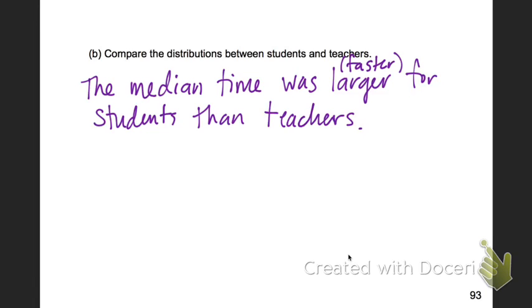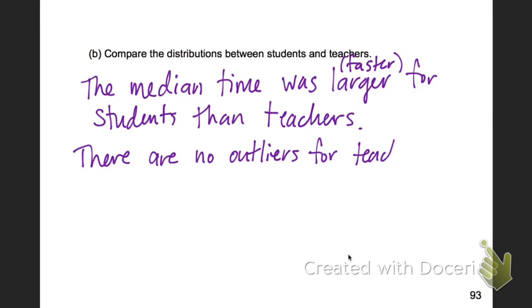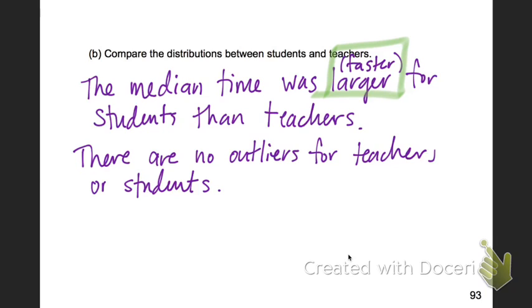The second part is outliers or unusual occurrences. Did either box plot have any outliers? No. Okay, so I would say there are no outliers for teachers or students. The third one, the S stands for what? Shape. I can't compare shapes, but I can just list off the shape of both of them.